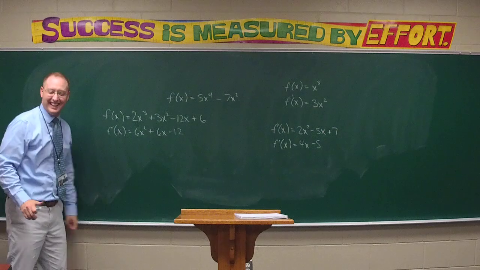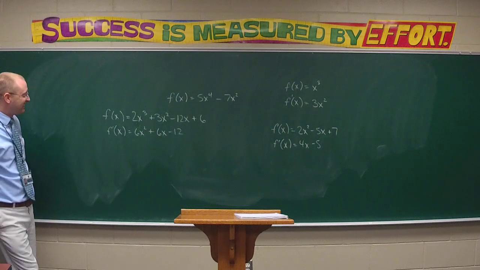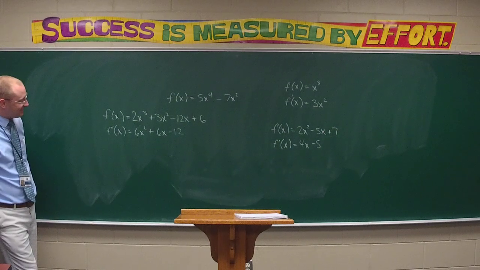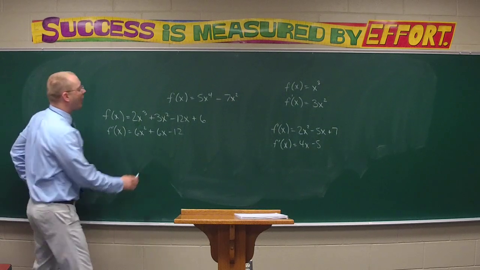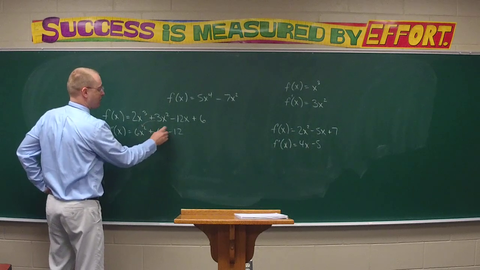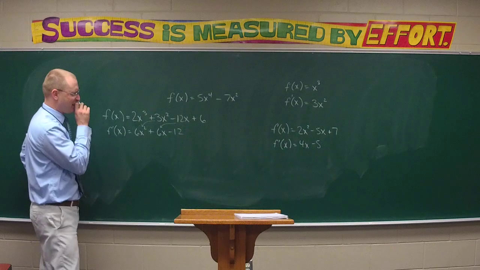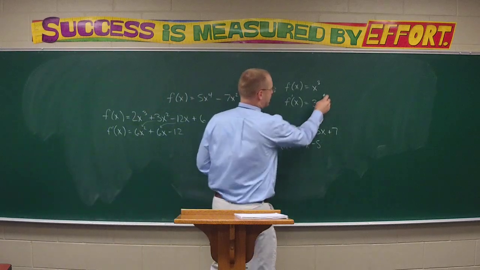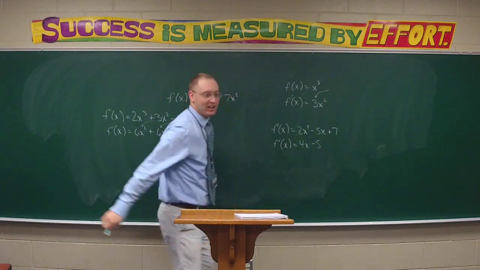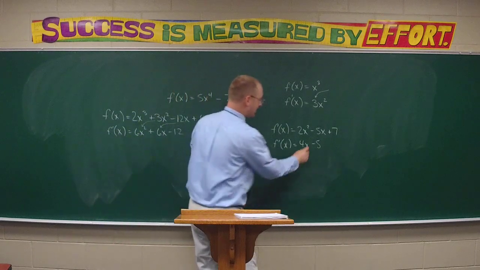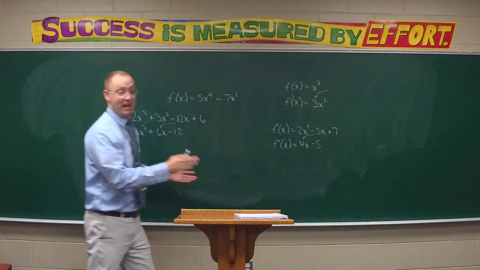She's not even trying. You get the f of x and the f prime, but the 6x squared is double the 3x squared. Oh, I see. So this doubles that, but it also changed a sign too. Wait a second. There's nothing there. All right, this doubles a lot. And here, okay.